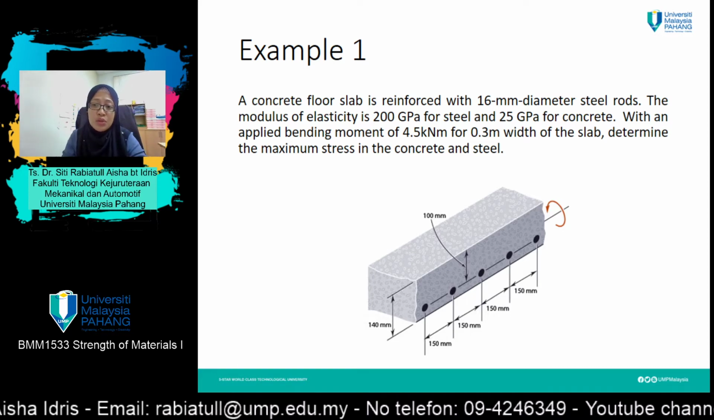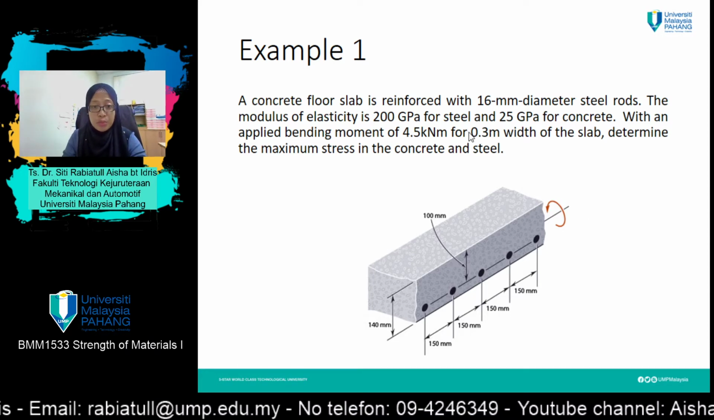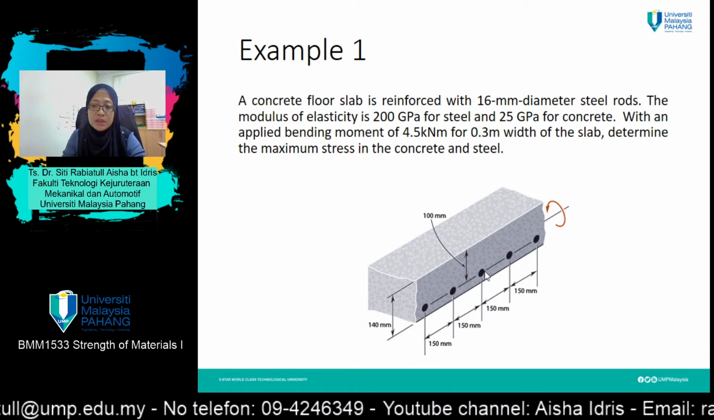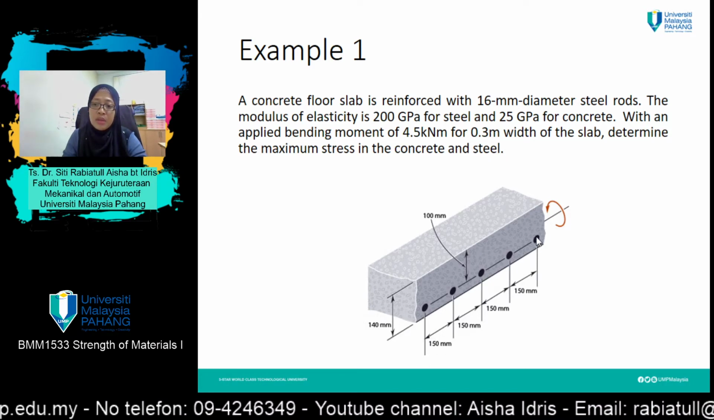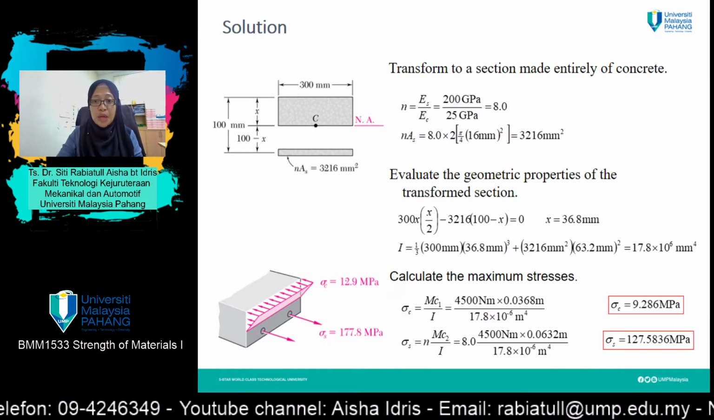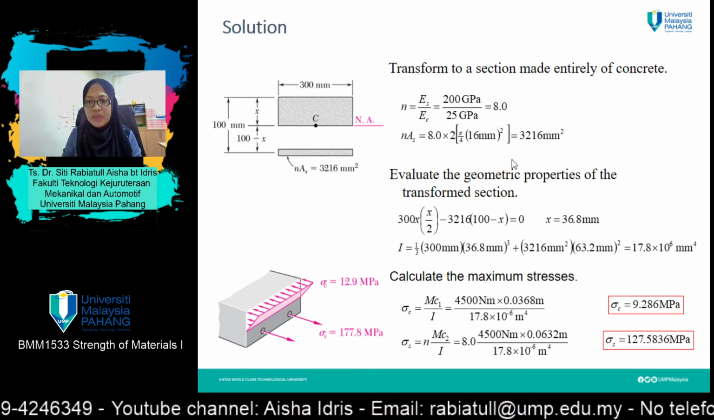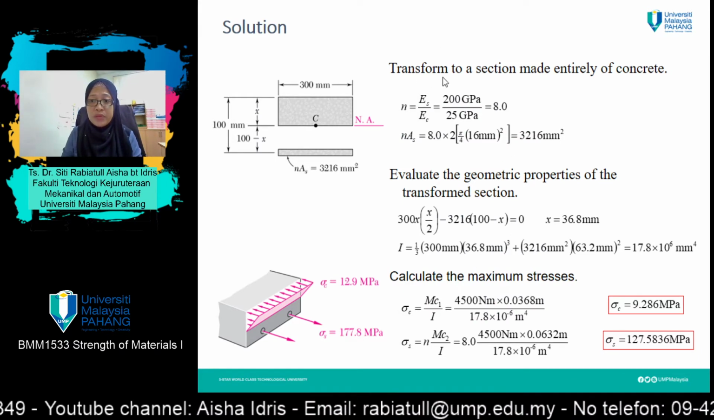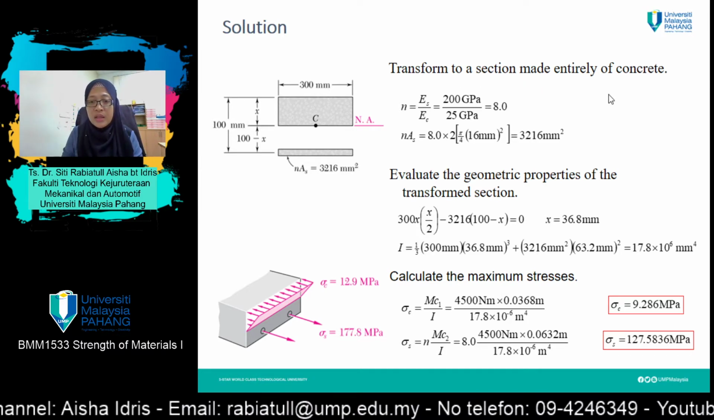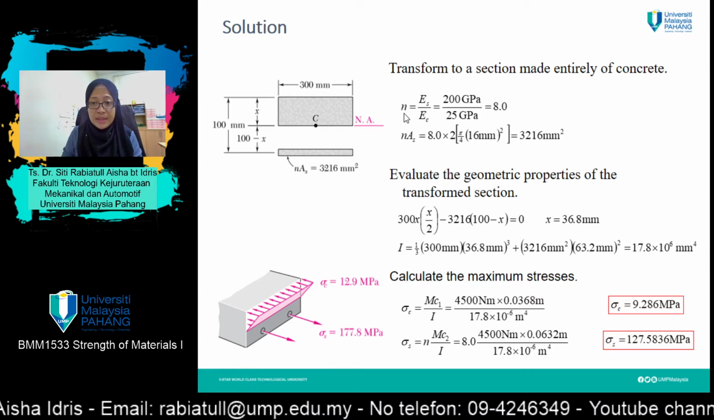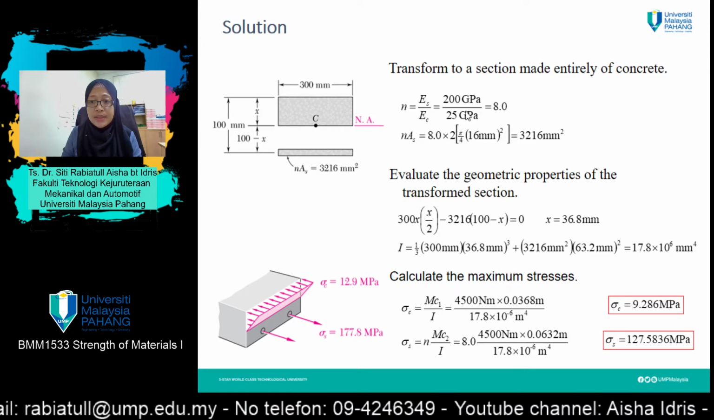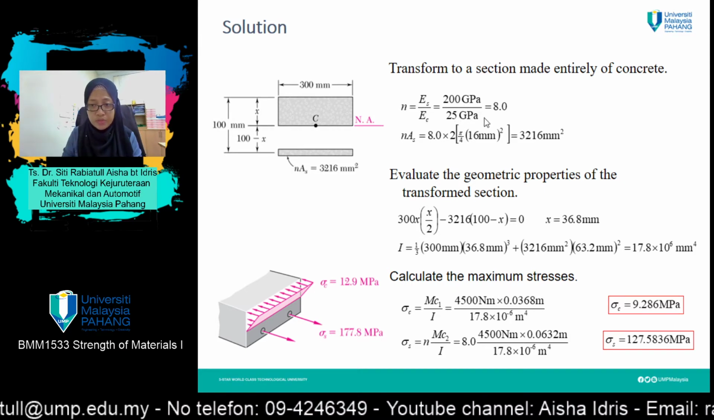The question asks you to select only 0.3 meter, or in other words, 300 mm. So from this point until this point, 300 mm only. So how do we solve this question? First of all, we need to transform the section to be made entirely from concrete. We can get the value of n equals E steel divided by E concrete, which is 200 divided by 25, equals 8.